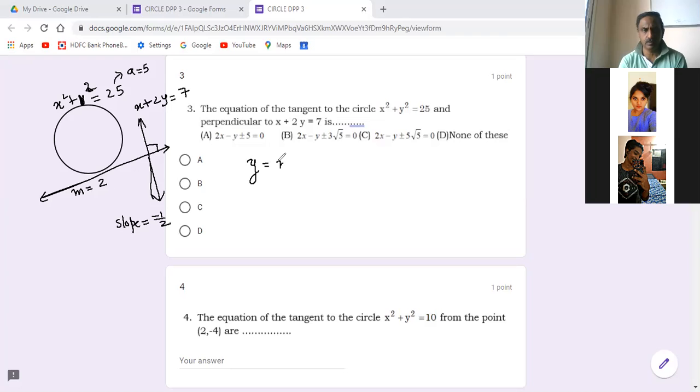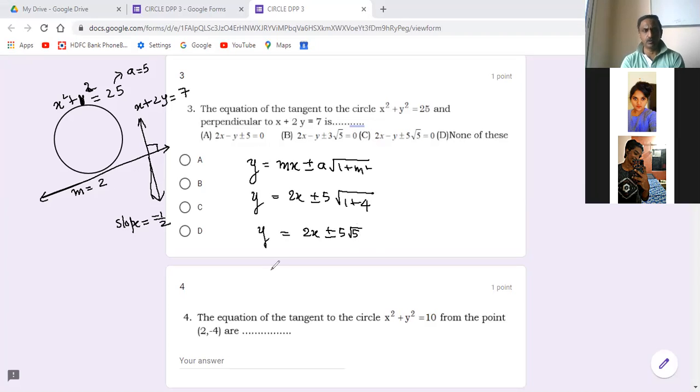y is equal to mx plus or minus a under root 1 plus m square. Now substitute and tell me. y is equal to 2x plus or minus 5 under root 1 plus 4. Very good. So y is equal to 2x plus or minus 5 root 5. Because of this 5 root 5 only, I gave you this as an MCQ.